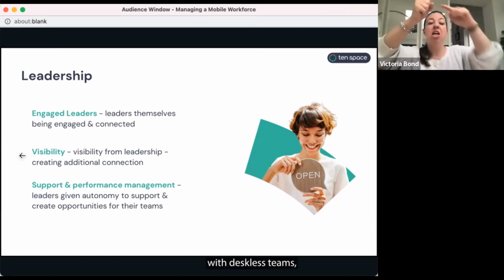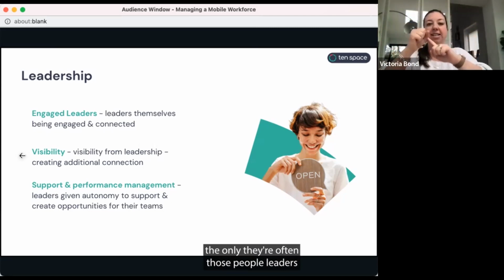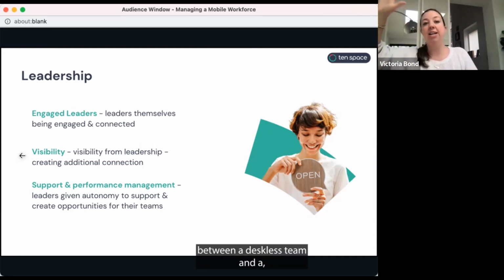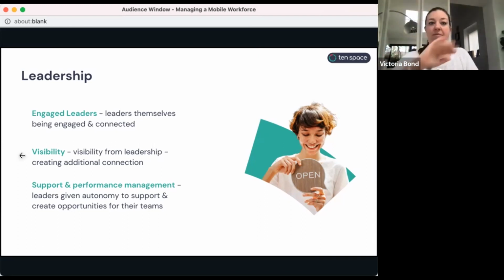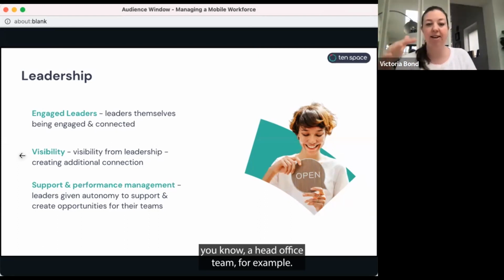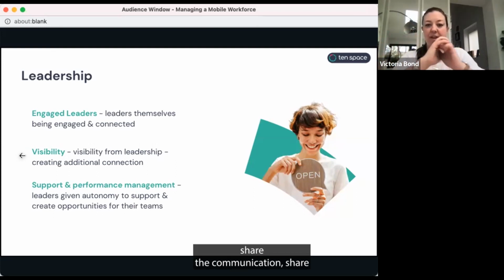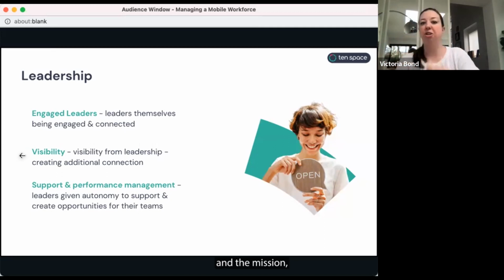And with Deskless teams, those people leaders aren't Deskless. They do have that direct point of contact, and often they're the single point of contact and connection between a Deskless team and a head office team, for example. So it's so important that those leaders themselves are engaged, because what we're expecting them to do is go and share the communication, the messaging, the vision and mission, the values, the goals, etc., and be that face of the organisation often for those populations.